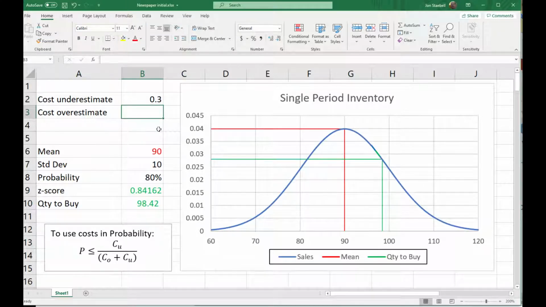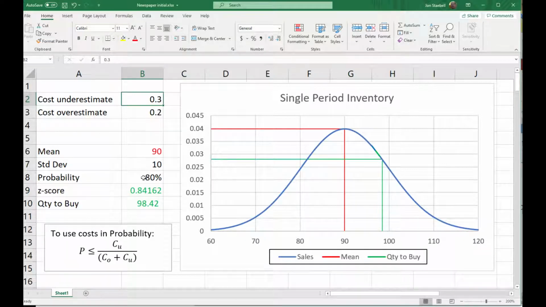On the other hand, what's our cost if we overestimate? If we estimate 90 newspapers and only 89 people come up and want to buy newspapers, we've got 1 left over at the end of the day. What does that cost us? Well, in this case, the example is that it costs us 20 cents to buy these newspapers. And so the cost to overestimate is 20 cents. And again, if we don't buy enough, the cost of our underestimate is 30 cents.